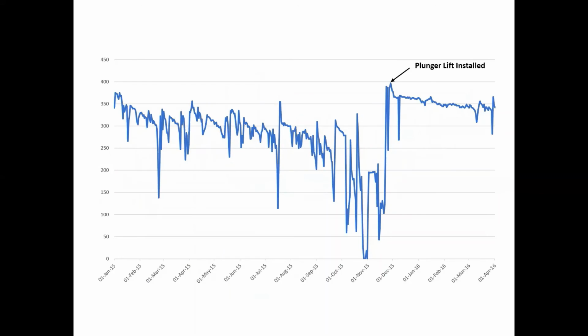This chart shows a well that was struggling from liquid loading. The plunger lift system was installed, production was increased, and now it's back above the decline curve. When a well is deliquified with the plunger, it will run more consistently and not liquid load as often.